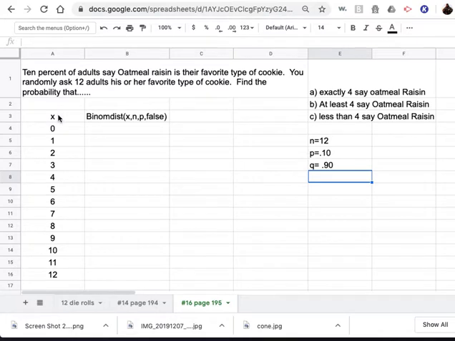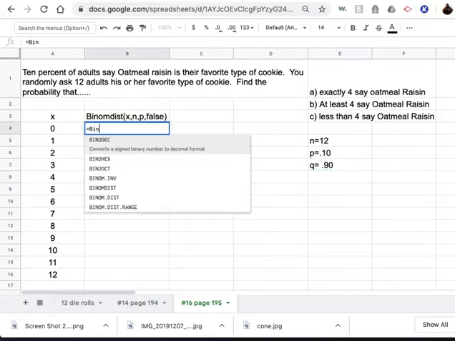So I've listed over here a column for all of our X values, and we're going to use this binomial distribution function. The inputs into this are X, the number of successful trials, N, the number of trials total, P, the probability of success, and because we want to calculate individual exact answers here, we're going to type the word false. That's going to tell it not to do a cumulative sum of probabilities.